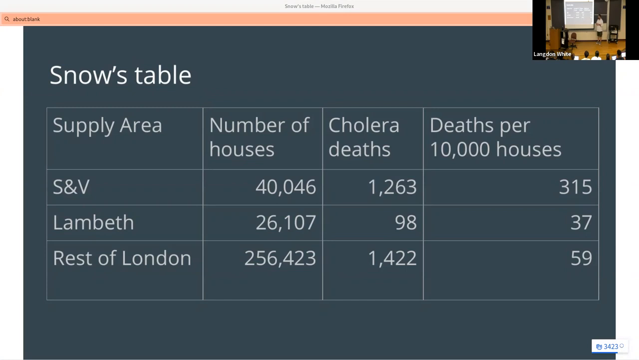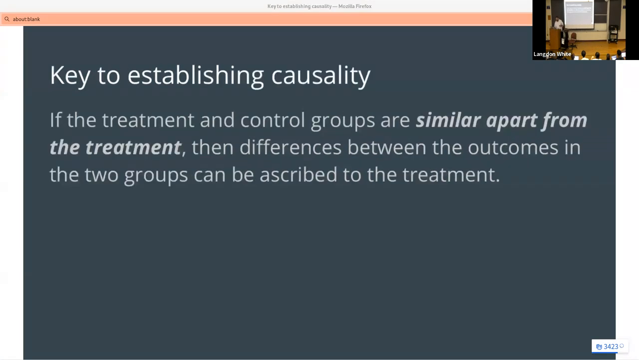How about you raise your right hand for S and V, raise your left hand for Lambeth, and we'll just ignore the rest of London. All right, so you want to live in Lambeth because there's a lot less cholera, right? So in this way, he showed that there is a causal relationship between which water you were taking in and the likelihood you got cholera.